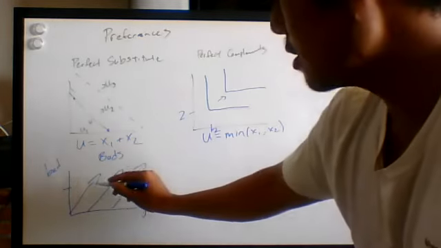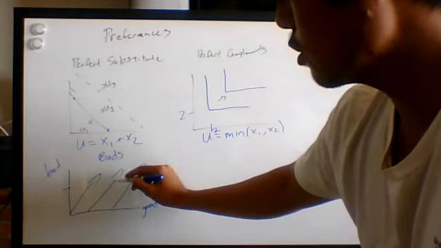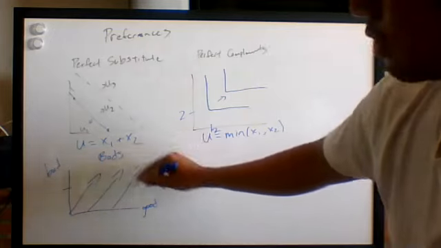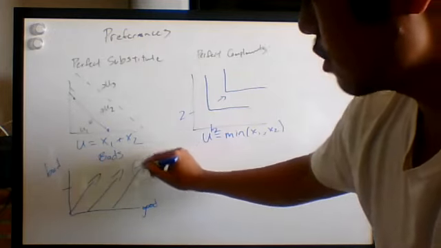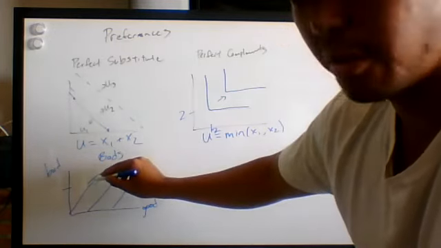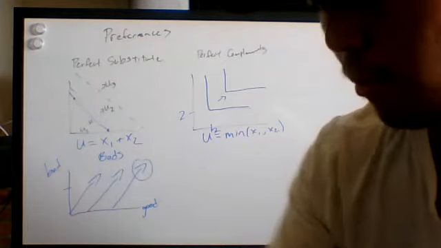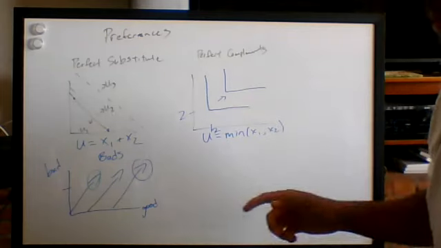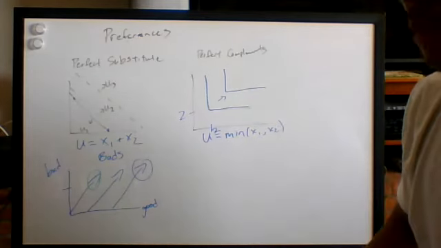Obviously, you have more goods here than you have here, and you have more goods here than you have here, right? So that tells us that this indifference curve right here is going to be better than this indifference curve, which I'll highlight in green, right over here. So that's what you want to think about conceptually.